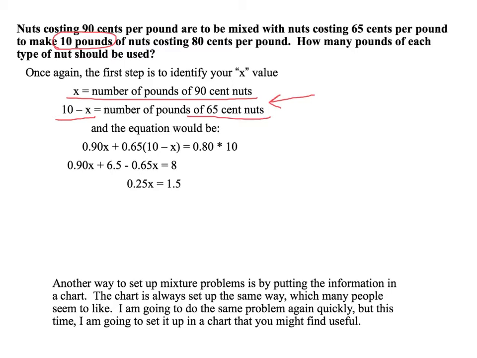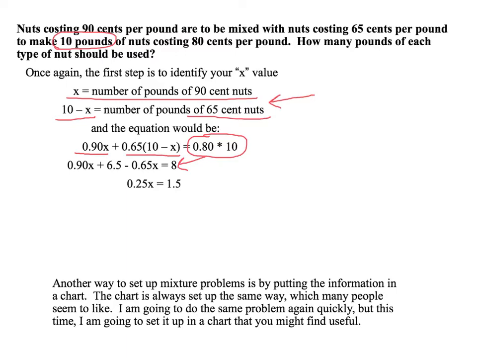Then the equation would be 90 cents times the number of pounds of 90-cent nuts plus 65 cents times the number of pounds of 65-cent nuts would have to equal the value of that particular mixture. If you're going to buy 10 pounds at 80 cents per pound, the value would be 80 cents times 10 pounds, which is equal to $8.